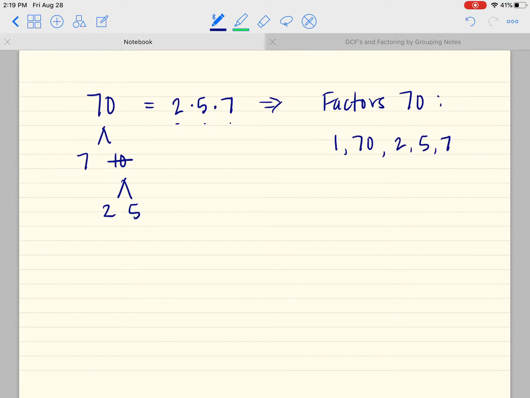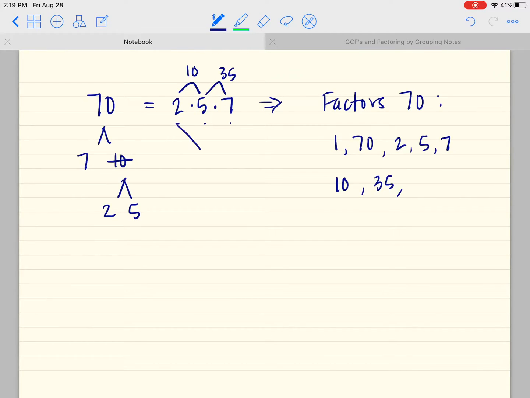And then the other factors, the other composite factors, are produced using the prime factors. If I take any combination of the prime factors and multiply, I produce another factor. So for instance, if I was to multiply 2 and 5, I get 10. Right? Then 10 has to be another factor. Or if I was to multiply 5 and 7, I get 35. That means 35 has to be another factor.